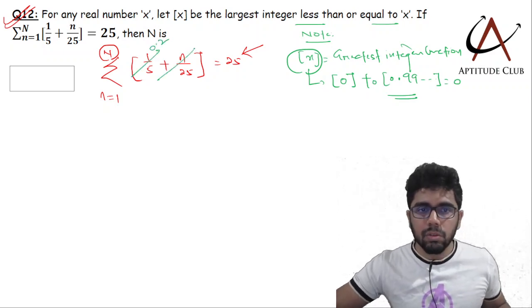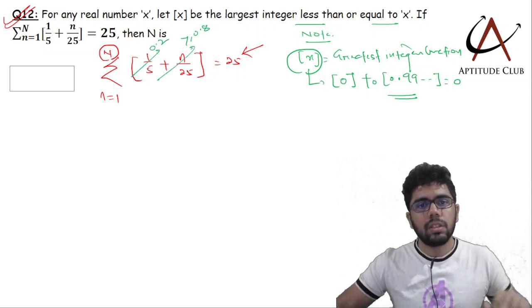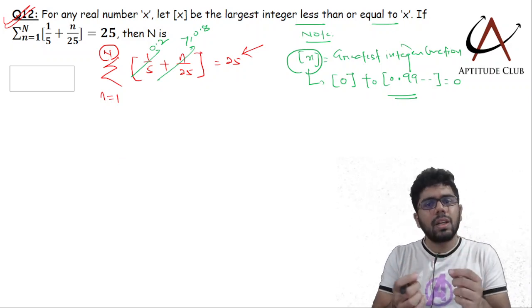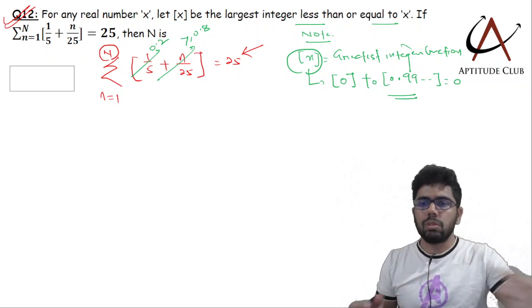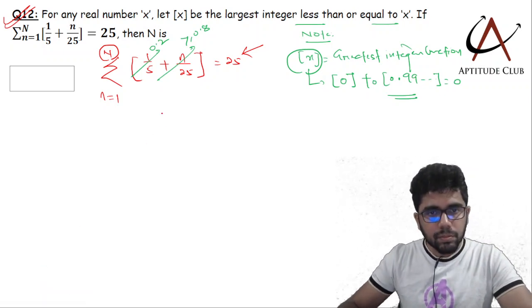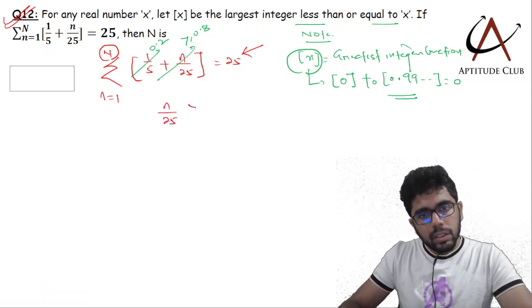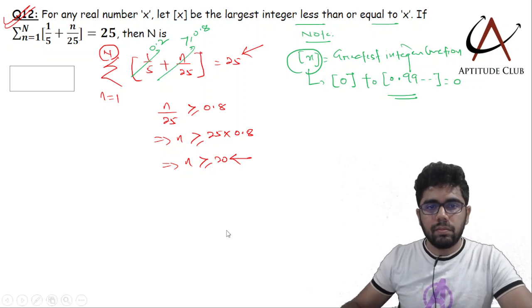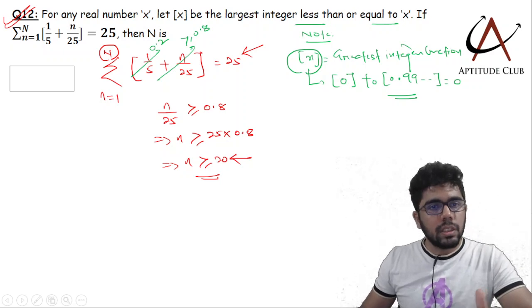Now this 1 by 5 is basically 0.2, so this should be at least 0.8 to get some value, नहीं तो फिर तो 0 आता ही रहेगा, क्योंकि 0.2 प्लस 0.8 1 आएगा, तो वहां से तुम्हारा वैल्यूज आना स्टार्ट होगा, नहीं तो 0 0 0 हमेशा आता रहेगा. So if n by 25 is greater than or equal to 0.8, n का वैल्यू कितना आ जाता है? 25 into 0.8, n का वैल्यू यहाँ पे आ जाता है 20.